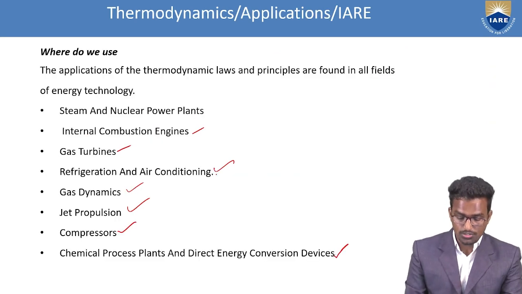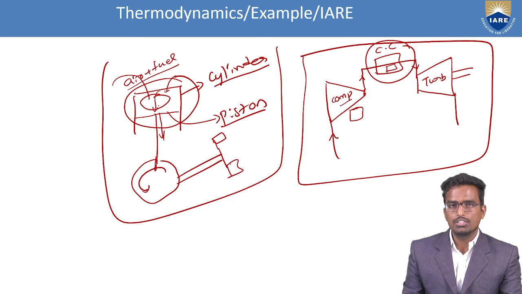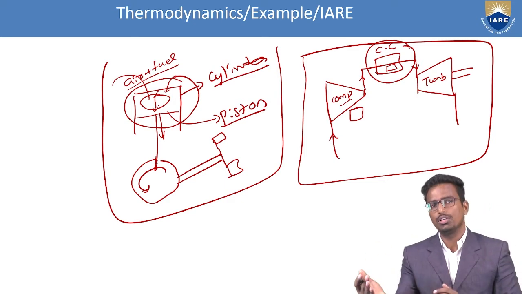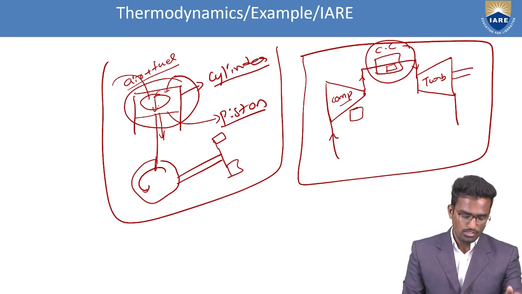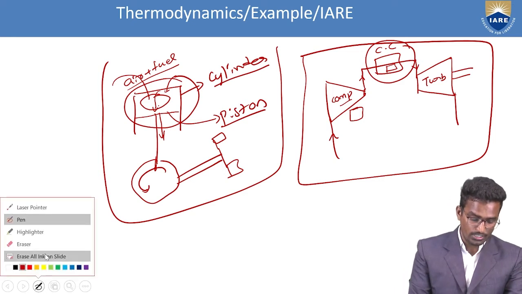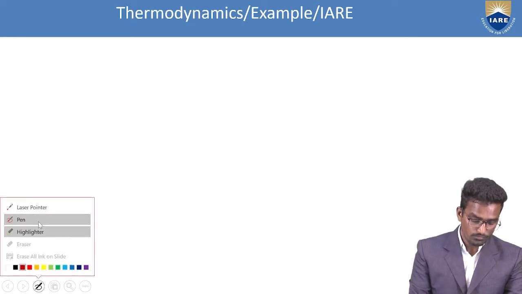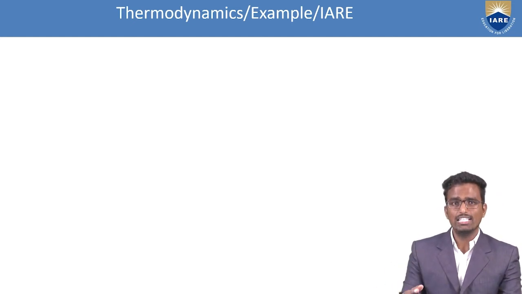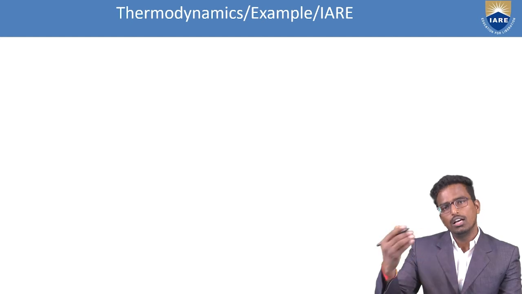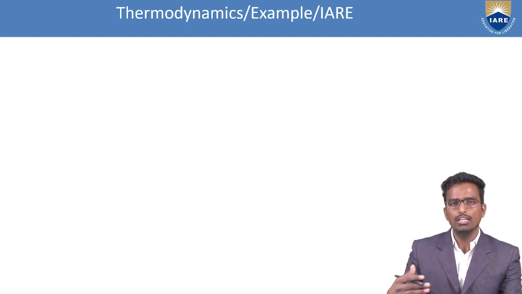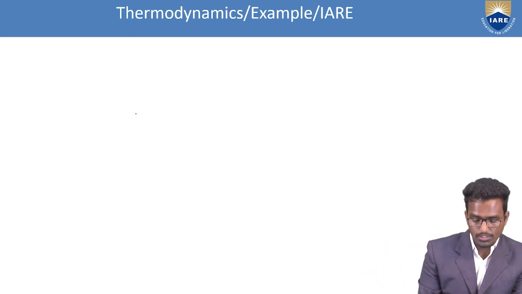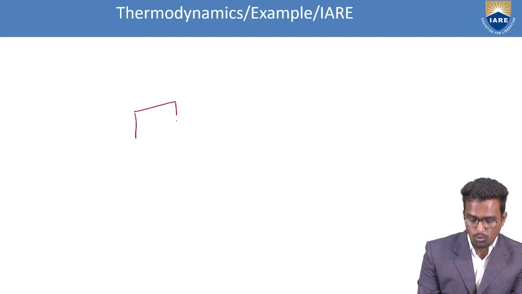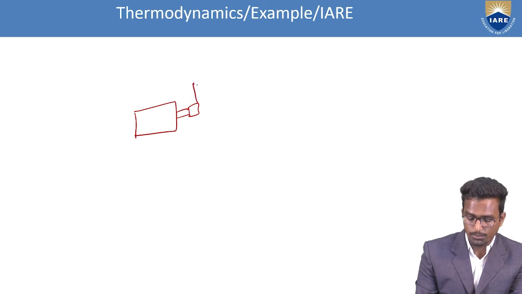And refrigeration and air conditioning. In the last three cases we discussed, we use heat energy and convert it into mechanical energy. But in a refrigeration system, we use mechanical work and convert it into heat energy. So in a refrigerator, we have a motor, and this motor is coupled with a compressor.